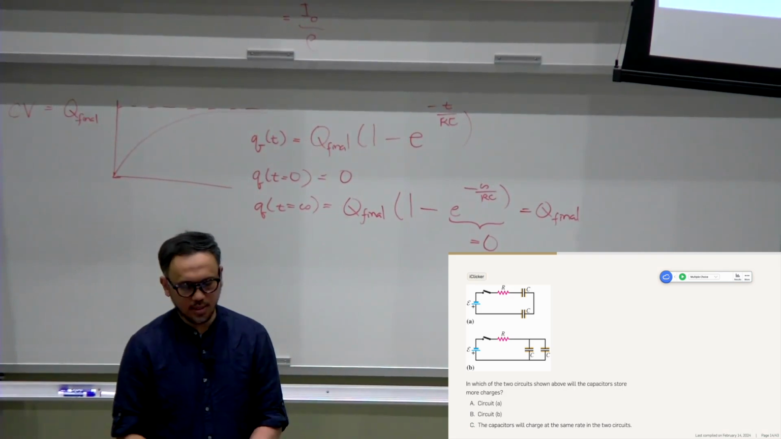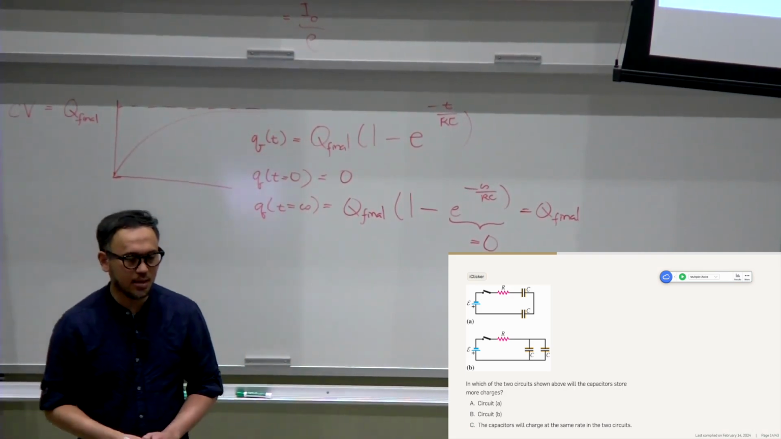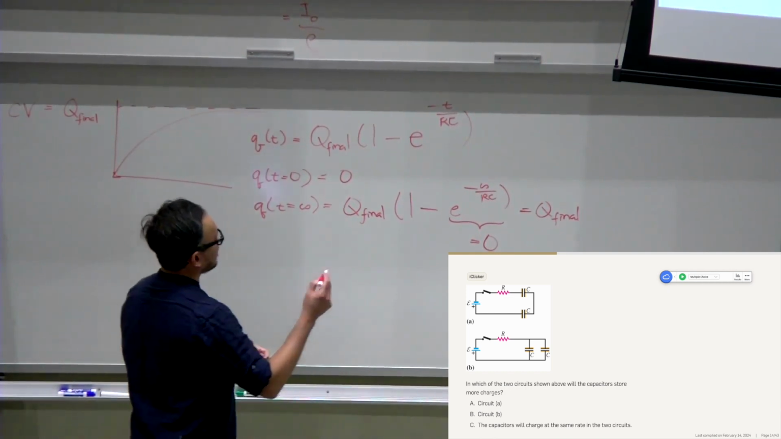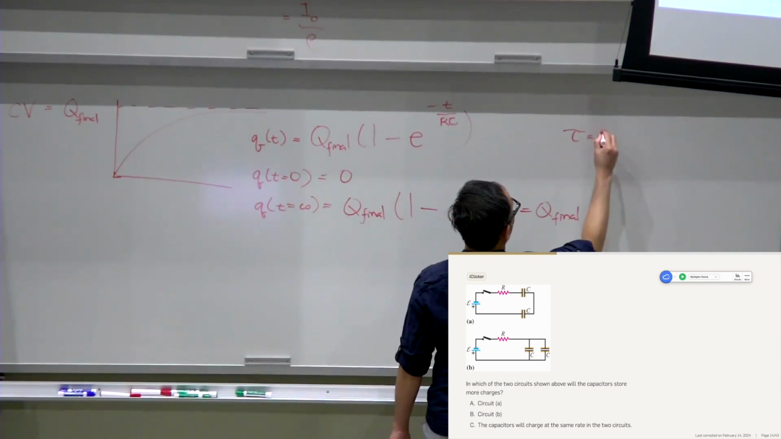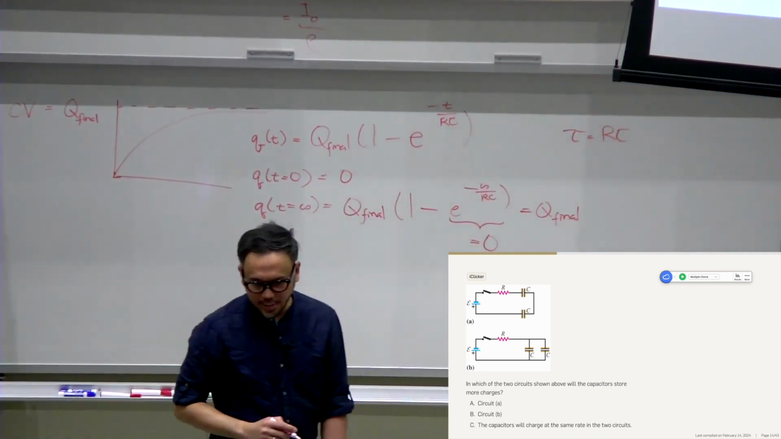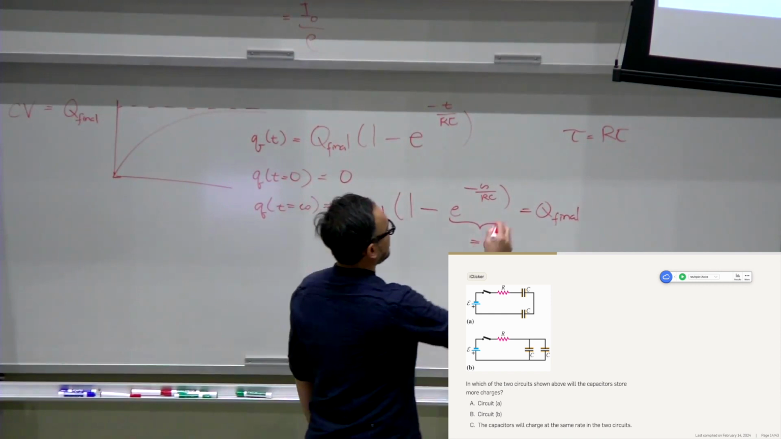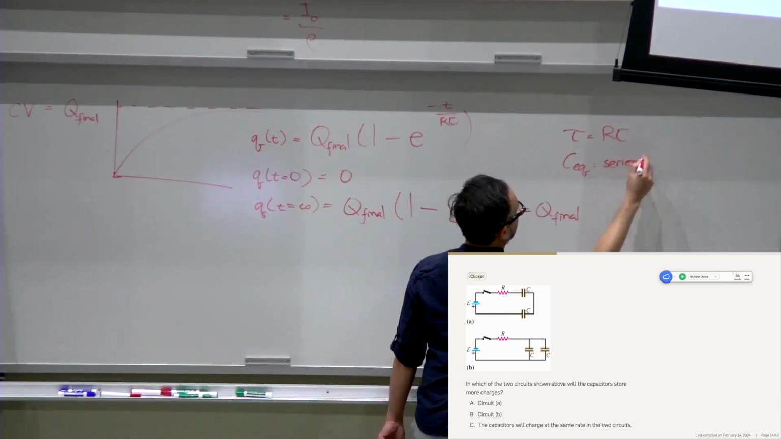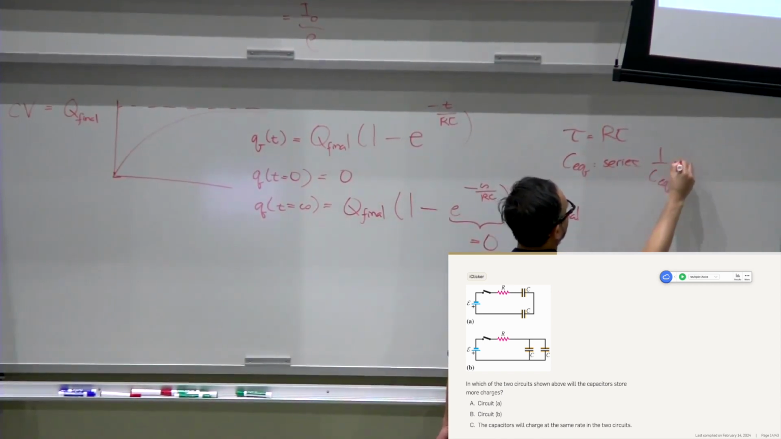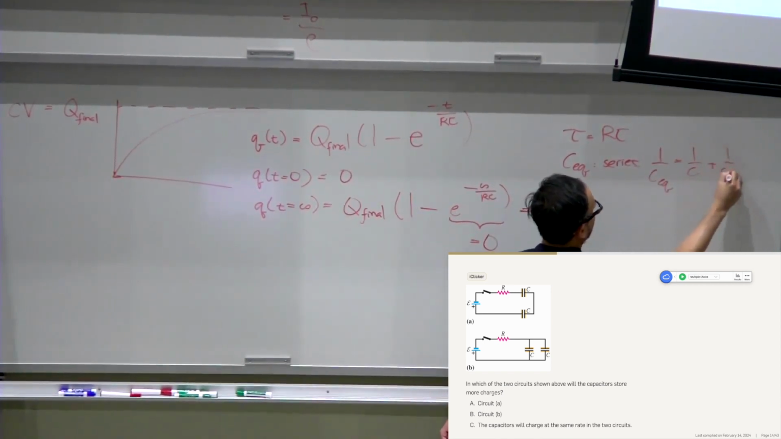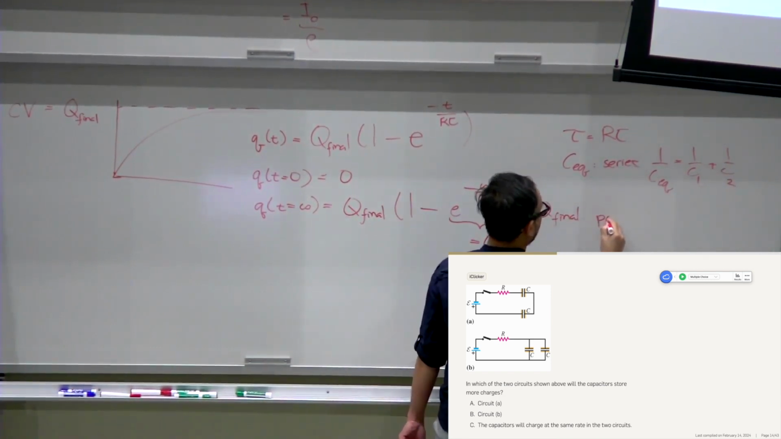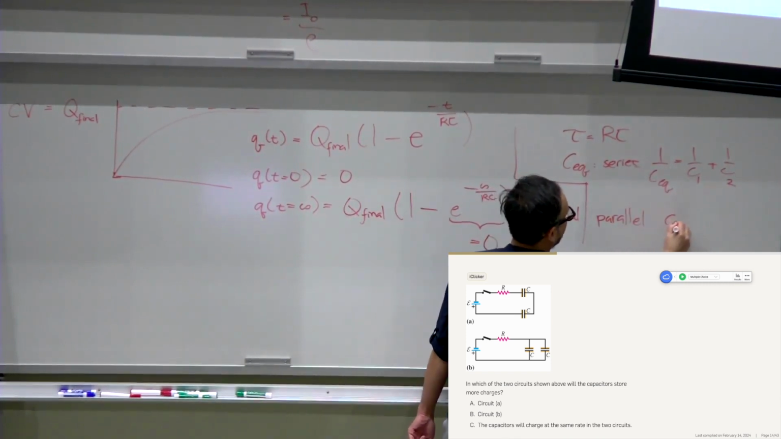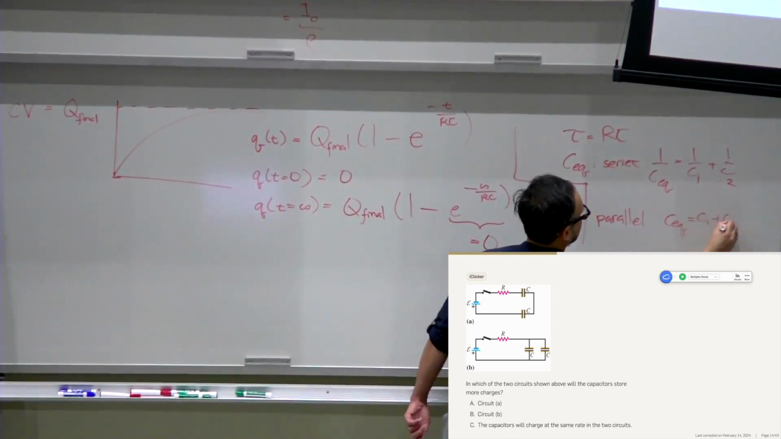Next is this concept. This question combines RC circuit. So the formula is the time constant is equal to RC and capacitors. The equivalent capacitors for series is, and for parallel, C equivalent is equal to C1 plus C2.